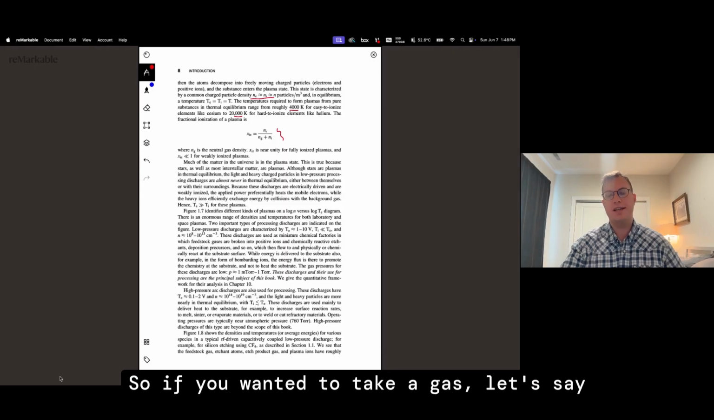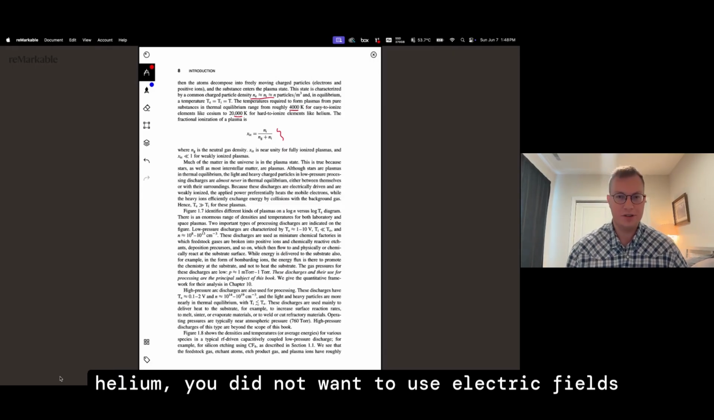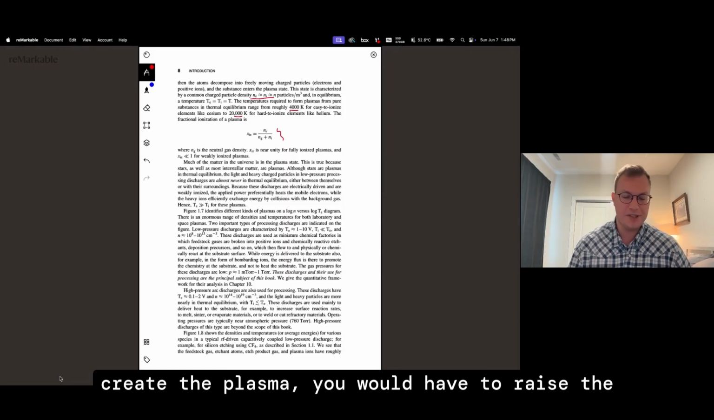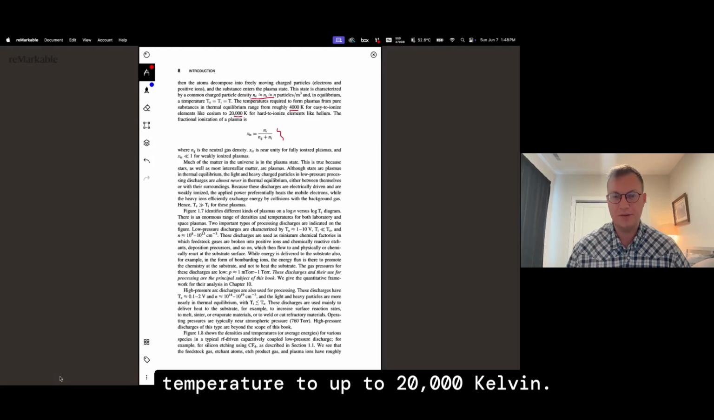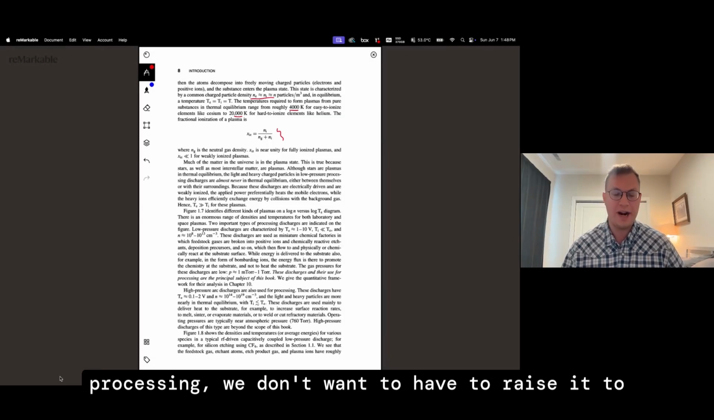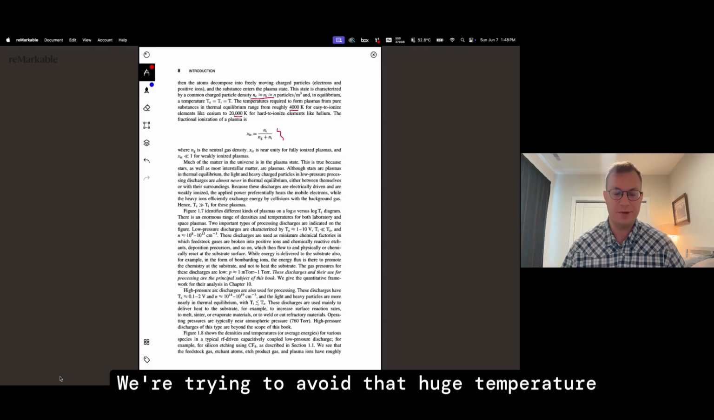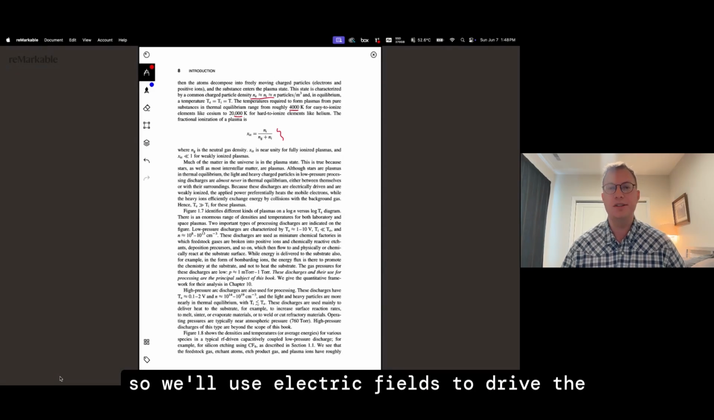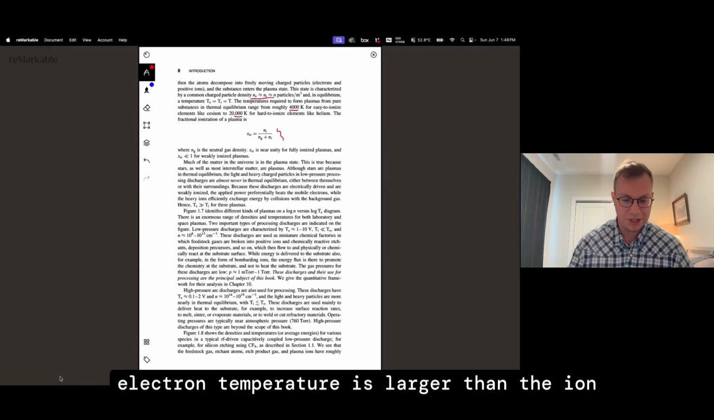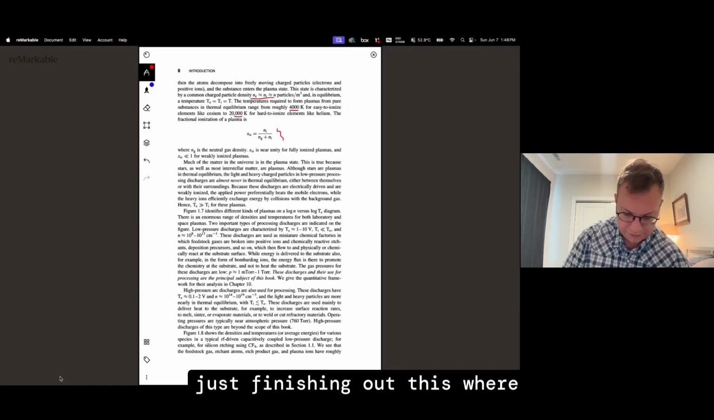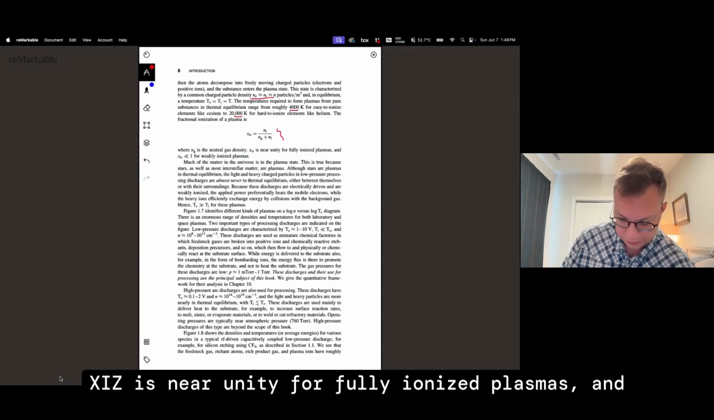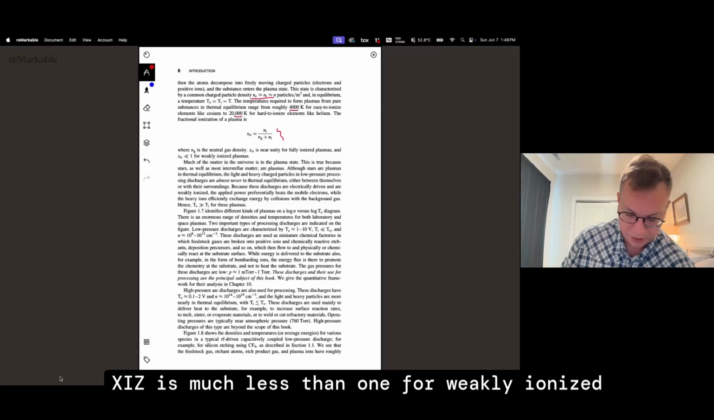So if you wanted to take a gas, let's say helium, and you did not want to use electric fields to generate the plasma, you instead just wanted to use temperature to create the plasma, you would have to raise the temperature up to 20,000 Kelvin. Now, in the case of the plasmas that we're interested in for this book and for plasma processing, we don't want to have to raise it to that temperature. We're trying to avoid that huge temperature rise. So we'll use electric fields to drive the plasma, and these electric fields allow us to create a non-equilibrium plasma where the electron temperature is larger than the ion temperature. Okay, just finishing out this equation, where n_g is the neutral gas density, xi_iz is near unity for fully ionized plasmas, and xi_iz is much less than 1 for weakly ionized plasmas.